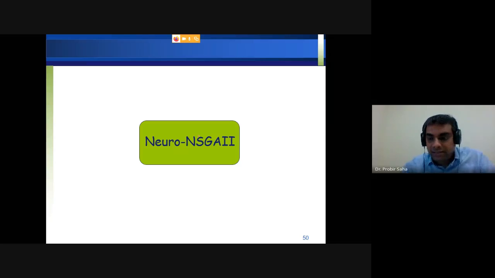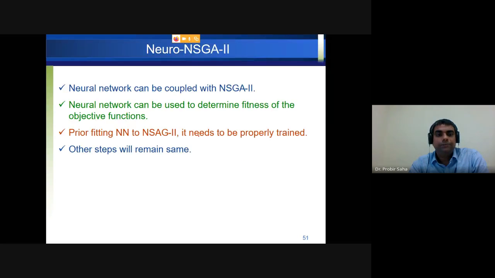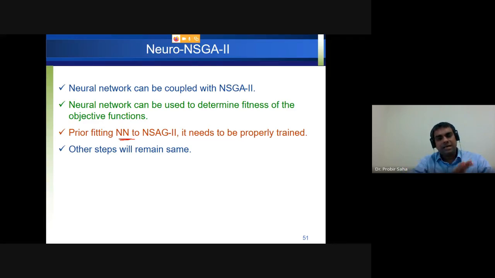Now there is another thing in our time. That is the hot cake, Neuro NSGA2. The really hot cake. People working on that will definitely publish one paper, right? So for Neuro NSGA2, the working principle remains the same. The only difference is that the fitness is obtained by a neural network. The neural network is used for getting the fitness function, and other steps will remain the same. So whatever algorithm you have written for the neural network has to be coupled with the NSGA2.